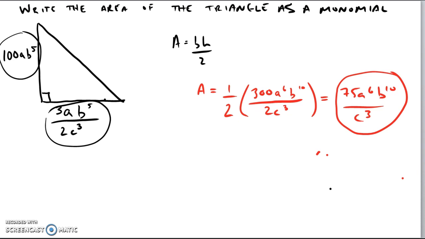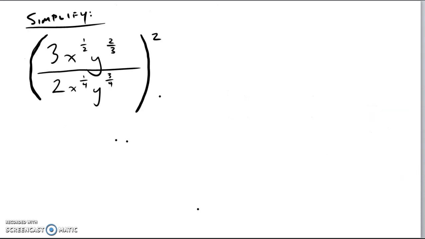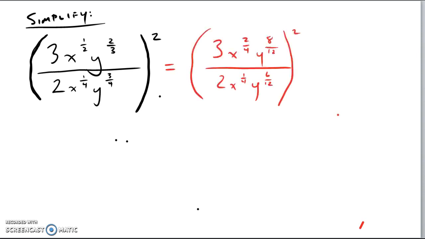Next. Simplify. Don't forget, find a common denominator and just use your division of exponent rules. I recommend simplifying within, so I've already found the common denominator. So now I'm going to have 3x to the 1/4, because 2/4 minus 1/4 is 1/4.